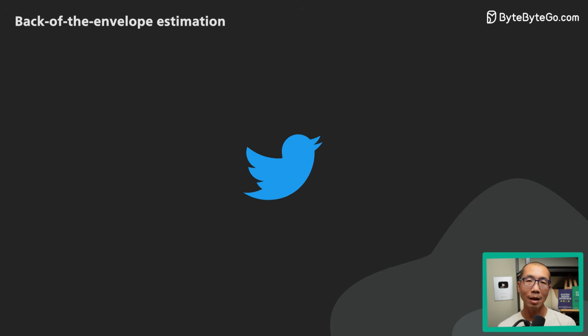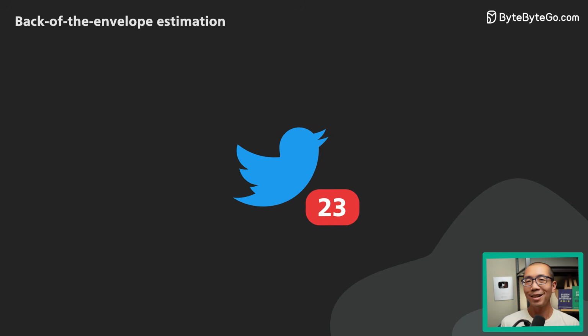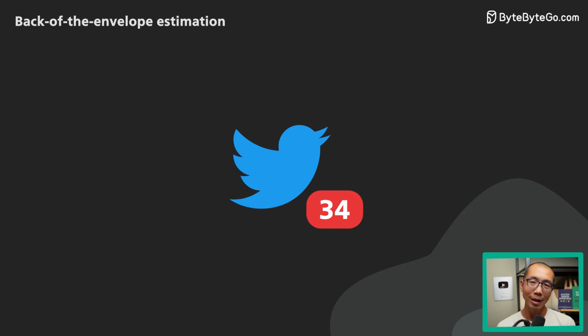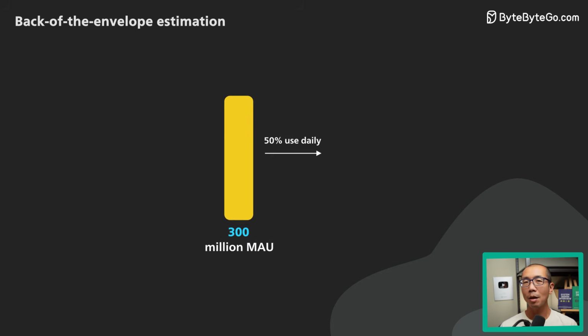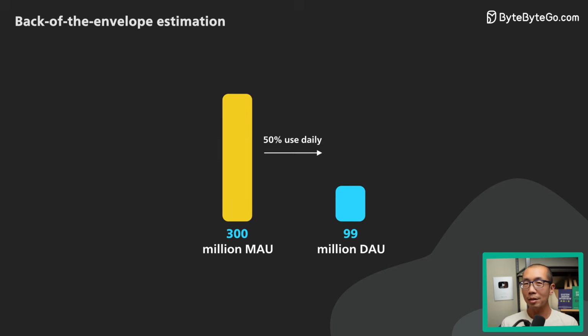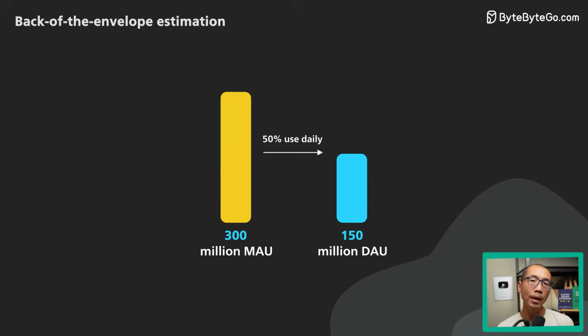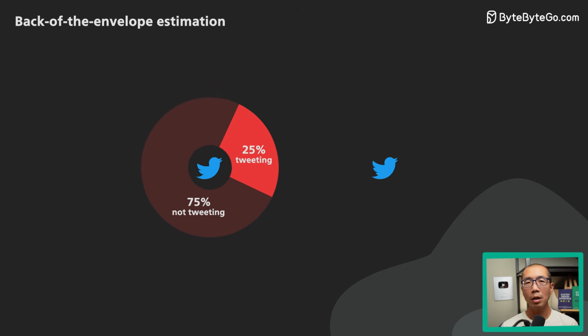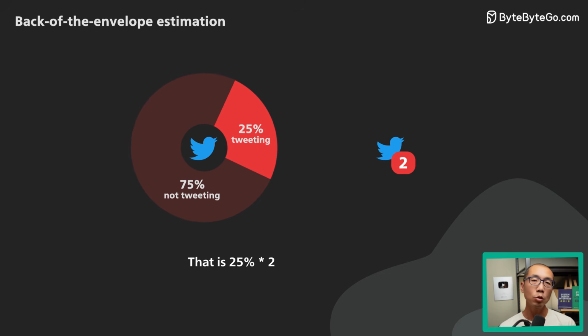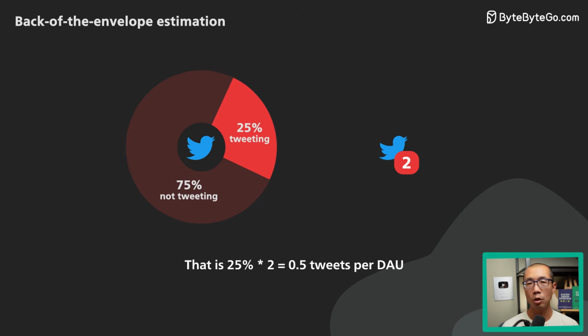Now let's go over an example. We'll estimate the number of tweets created per second on Twitter. Note these numbers are made up and they are not official numbers from Twitter. Let's assume Twitter has 300 million MAU and 50% of the MAU use Twitter daily, so that's about 150 million DAU. Next, we estimate that about 25% of Twitter DAU make tweets, and each one on average makes 2 tweets. That is 25% times 2, so this is 0.5 tweets per DAU.